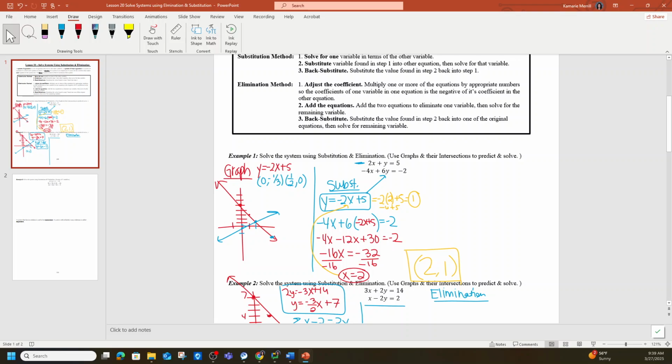After you solve for that variable, you back substitute. This is a nice part: with elimination, it doesn't matter which equation I take and put it back into. You can pick any equation to go back and put it in.